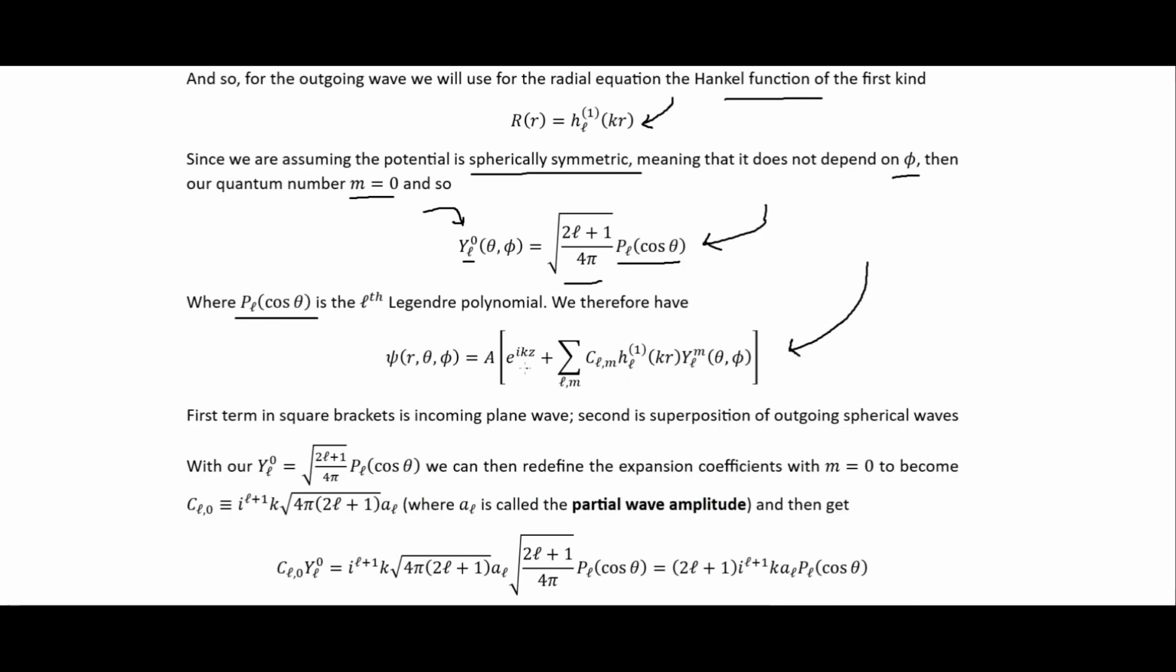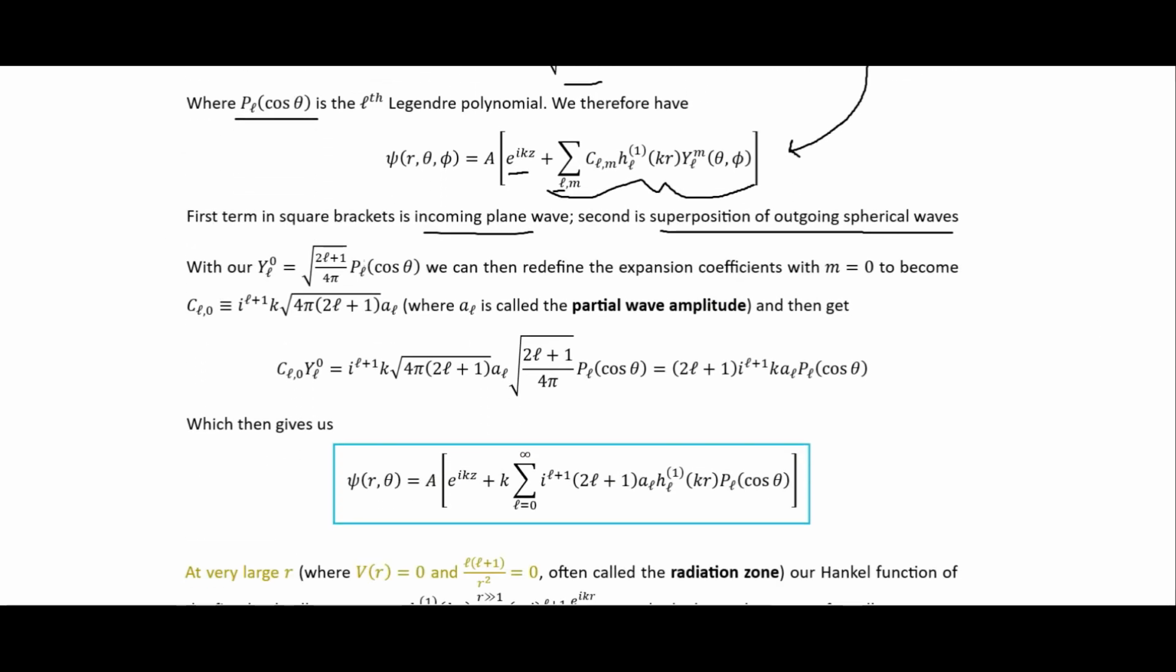and therefore we have this as our wave function. So remember, this e to the ikz here is our incoming wave, and this is our scattered wave right here. So the first term in the bracket is the incoming wave, and the second is the superposition of the outgoing spherical waves. So it's a superposition of the different angular momenta for those waves. So we have this for our spherical harmonics right here.